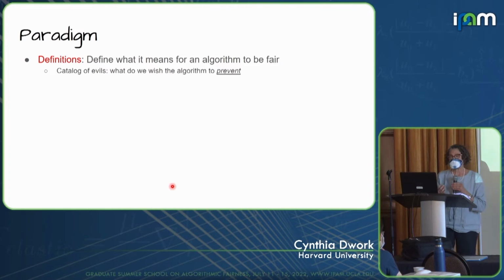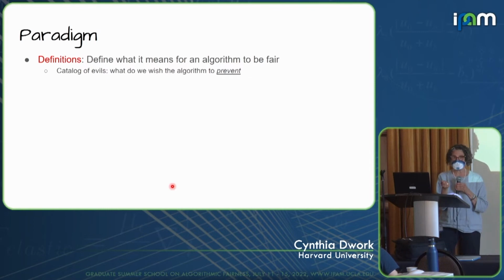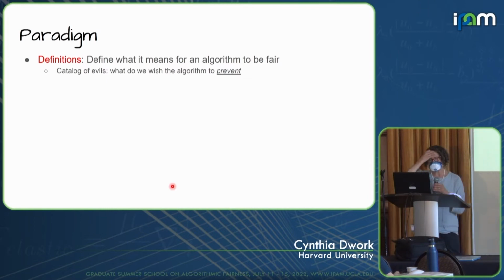So you build a catalog of evils. It's not necessarily going to be complete. You do your best, and then you evaluate candidate algorithms against it. If you can come up with an algorithm that wards off this particular family of evils, good. Maybe you'll have to do more later, but it's a starting point.